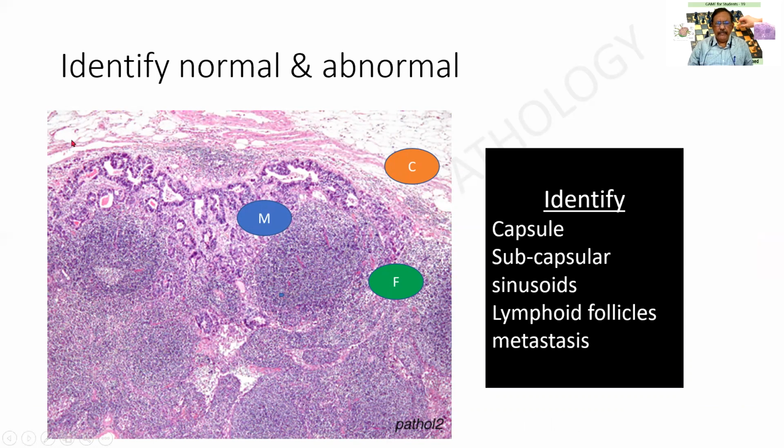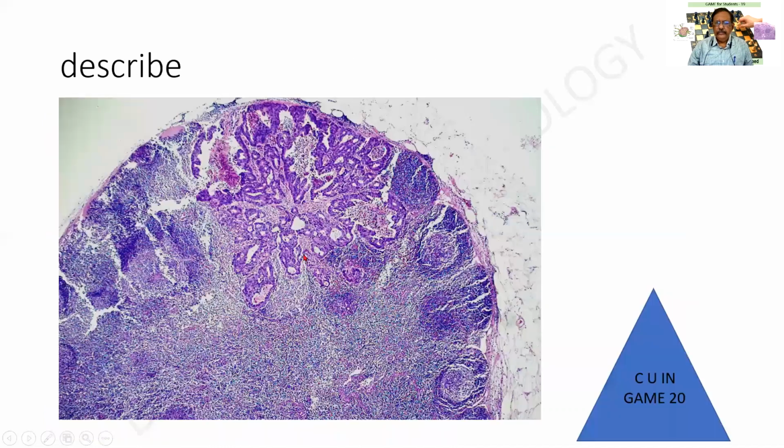What we are supposed to do is to identify the capsule, a fibrocollagenous tissue which is the capsule. And immediately beneath the capsule, this will be the site where we should look for metastasis, because the subcapsular sinusoid will be the first site where there will be a drainage and metastasis. Later on, they will be going into the dilated or distended sinusoidal spaces. This is a normal lymphoid follicle.